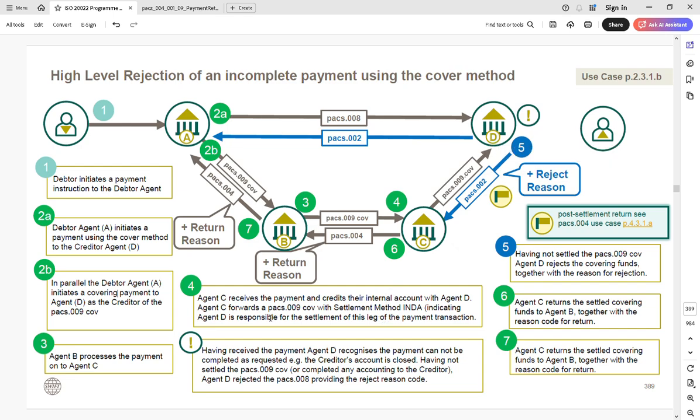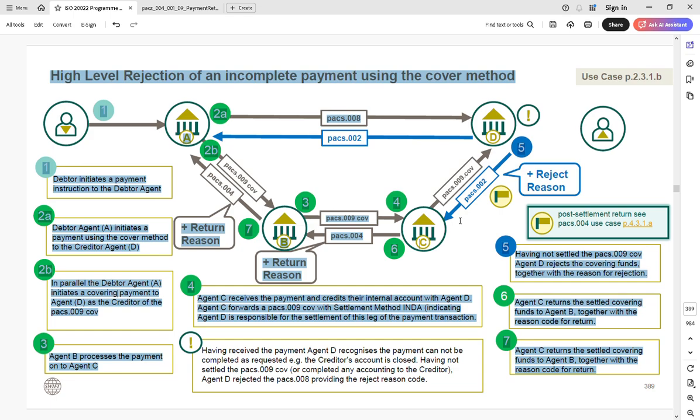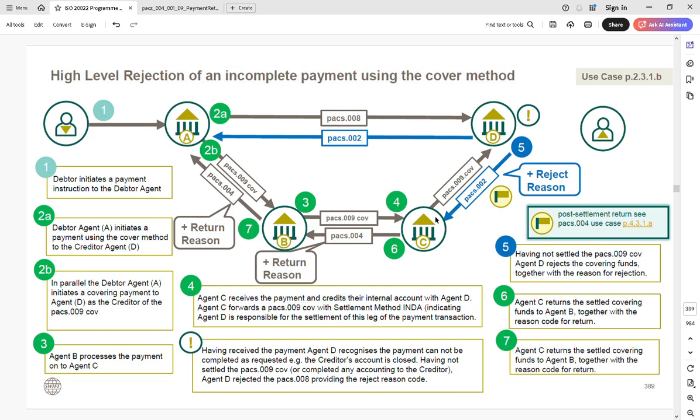Agent C forwards the PACS.009 cover with a settlement method to agent D. It's only forwarding the payment, it is not getting a response yet from agent C to agent D. Agent D is responsible for settlement of this leg of the payment transaction. So till now, C to D, our main aim is that the payment is getting rejected at agent D here.